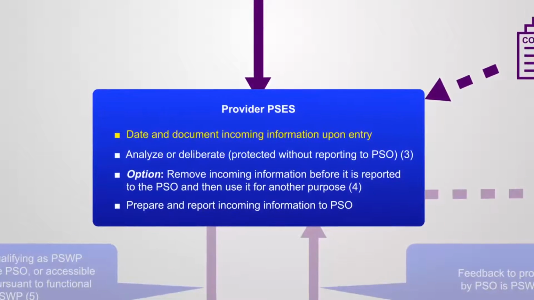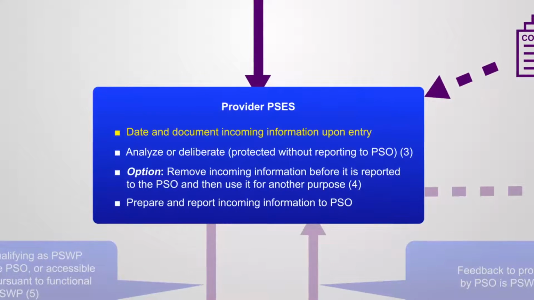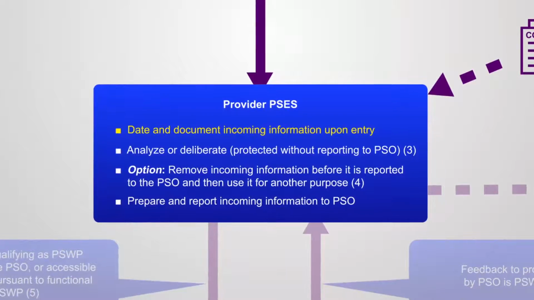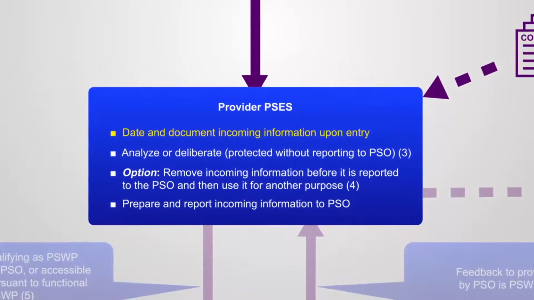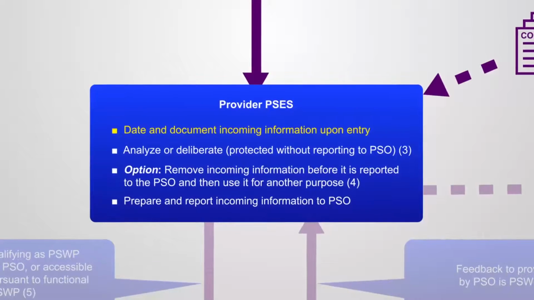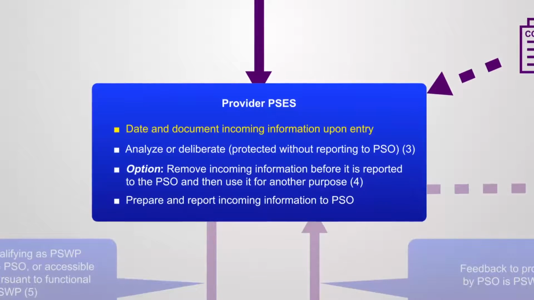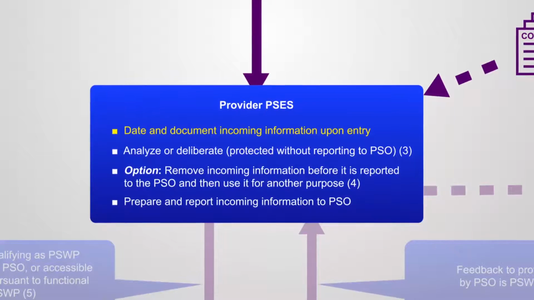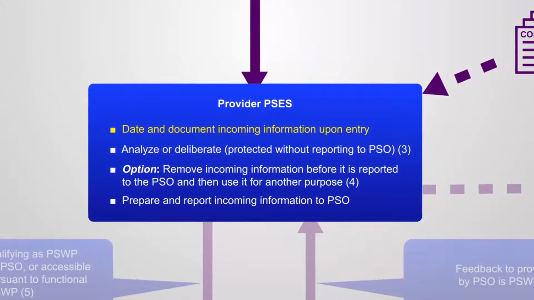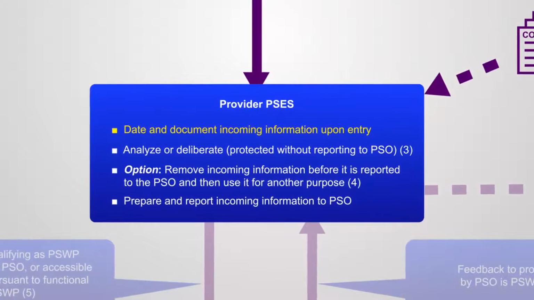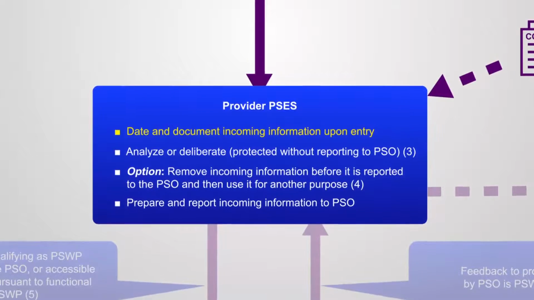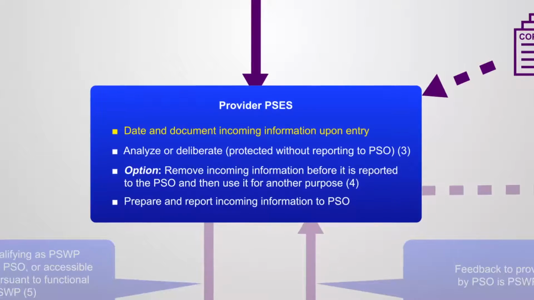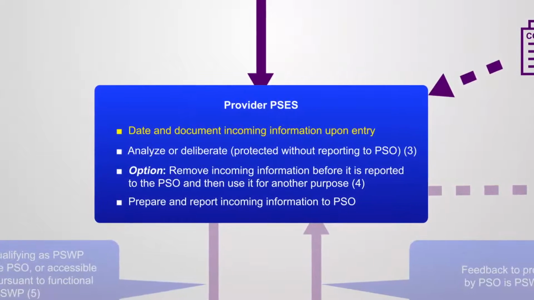a provider before eligible information has been reported to a PSO. That is, if a provider documents that the information is within the PSES for reporting to a PSO and records the date that the information is entered into its PSES, the information has now become PSWP. However, the provider must still report the PSWP to its PSO. If a provider chooses not to date and document the information under the reporting pathway, it does not become PSWP until the information is reported to a PSO.